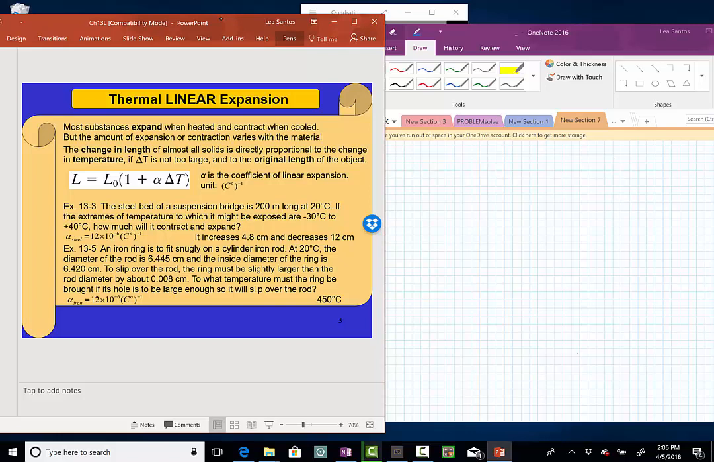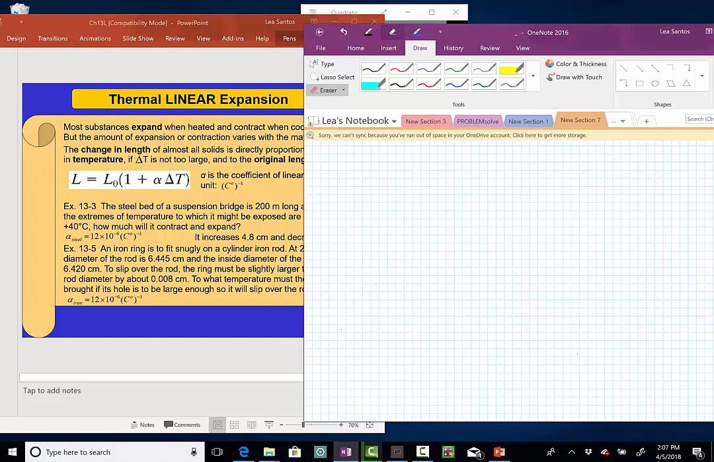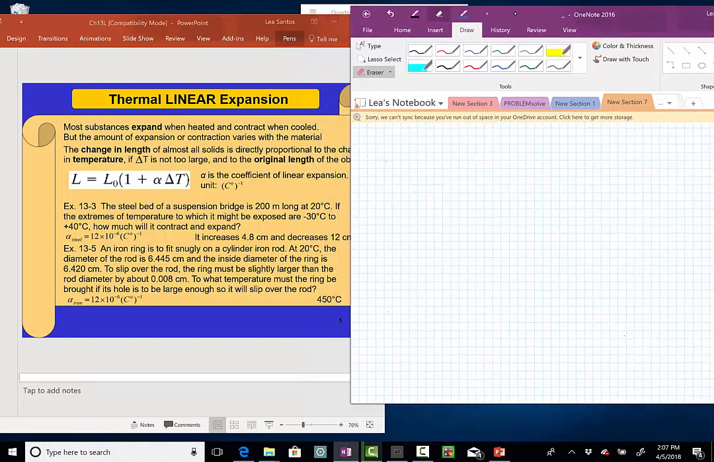So here you have the sentence, most substances expand when heated and contract when cooled. But the amount of expansion or contraction depends on the material. Very well. So let's assume that I'm dealing with an object that is almost in one dimension. So it's almost like a wire. And I heat it up and I'll say that the length will change and I'm going to write delta L, the amount that this material expanded.